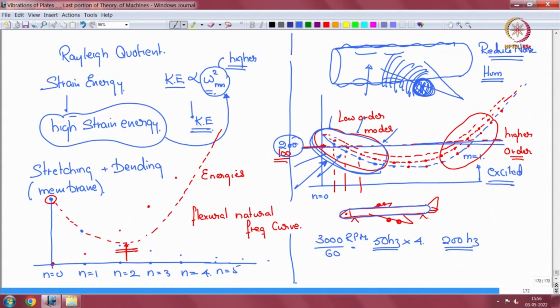Okay. And the reason is that your excitation is around 200 hertz, and to reduce that 200 hertz sound, around 200 hertz there are so many resonances, so they will go up. So that means the aircraft shell will go into vibrations and will cause fatigue. It is not good.